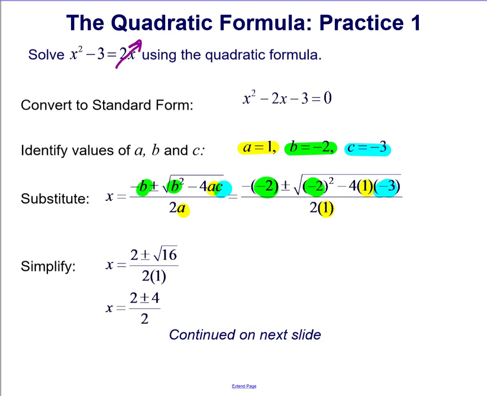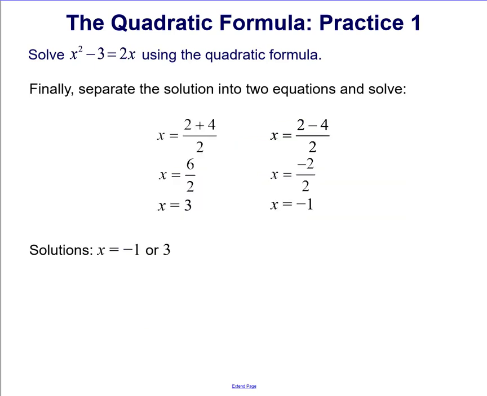So we have minus negative 2 plus or minus the square root of all this simplifies to be 2 plus or minus the square root of 16 divided by 2 times 1. The square root of 16 is 4, so we have 2 plus or minus 4 divided by 2. Finally, we can now separate the solution into two equations and solve to get our two different solutions.